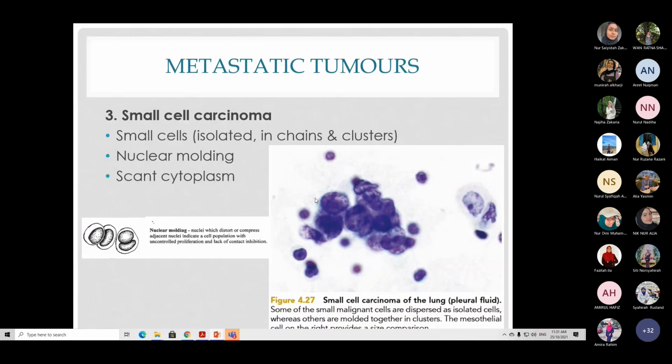The third tumor is small cell carcinoma, for example lung small cell carcinoma. The features are small cells isolated, in chains or sometimes in clusters, with nuclear molding. I put here what nuclear molding looks like. And it has scanty cytoplasm.